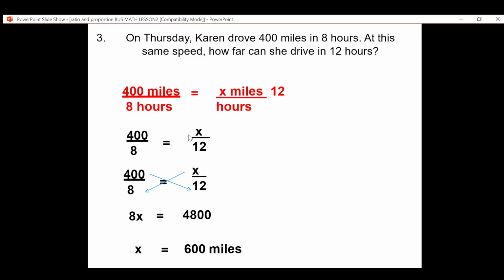So cross multiply, we have 400 times 12, that's 4,800, and then x times 8, so that's 8x. So divide both sides by 8, the answer is 600 miles.